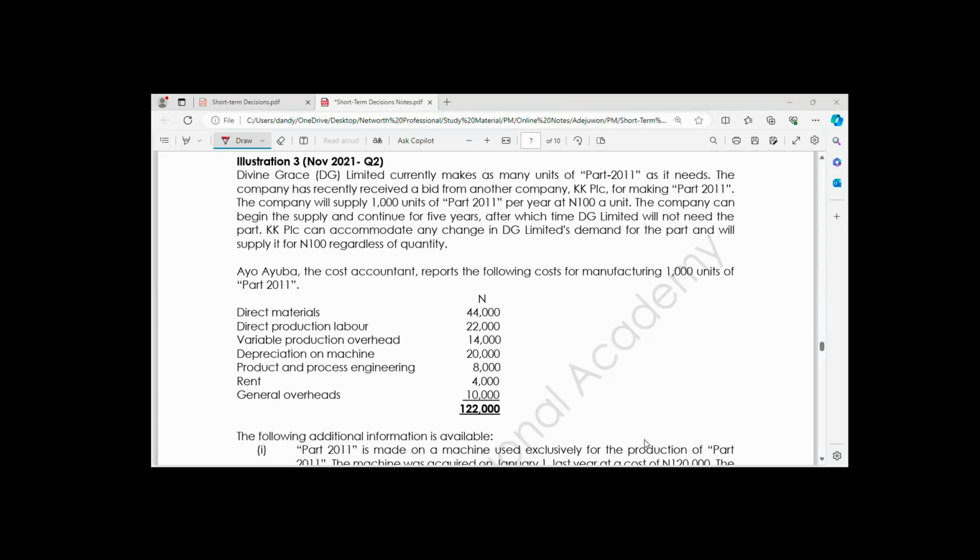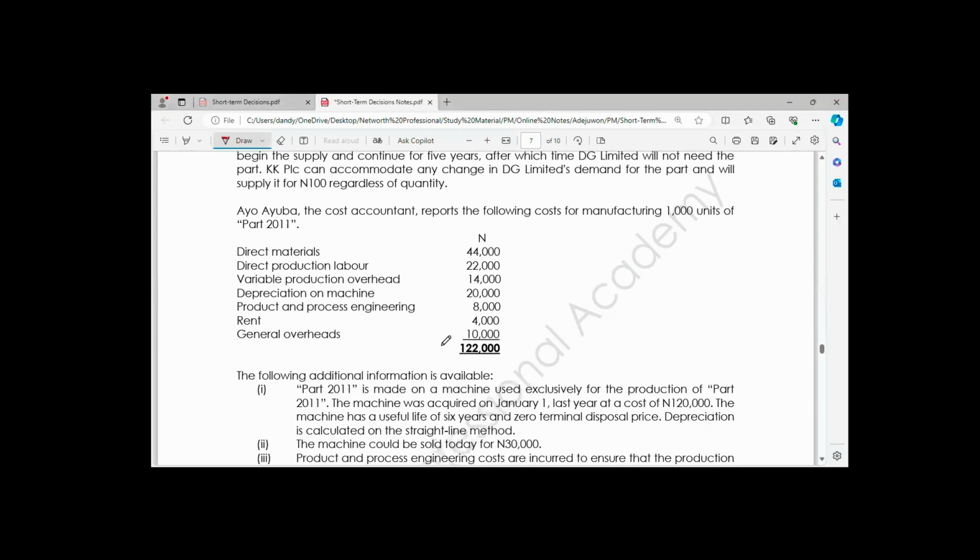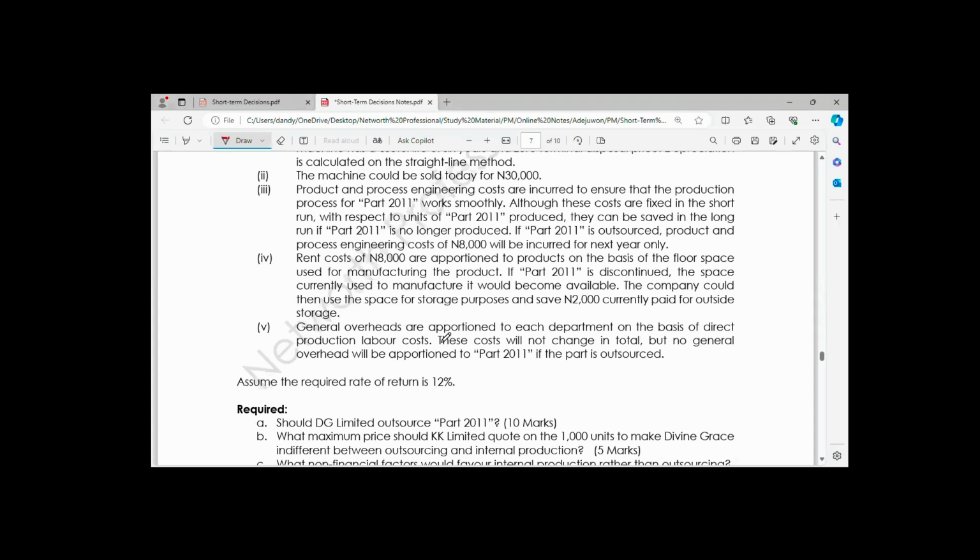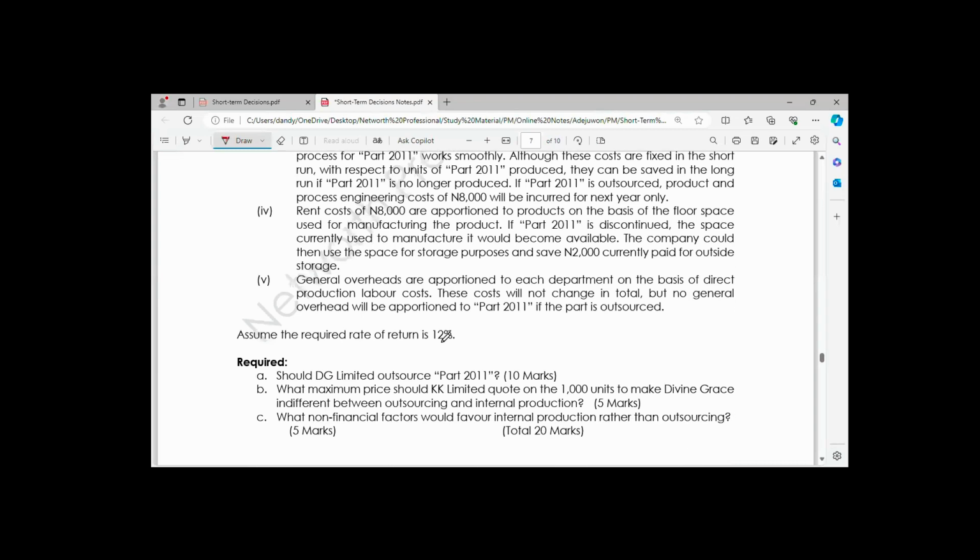If Part 2011 is discontinued, the space currently used to manufacture it will become available. The company could then use the space for storage purpose and save 2,000 currently paid for outside storage. General overheads are apportioned to each department on the basis of direct production labor costs. This cost will not change in total, but no general overhead will be apportioned to Part 2011 if the part is outsourced. Assume the required rate of return is 12%.